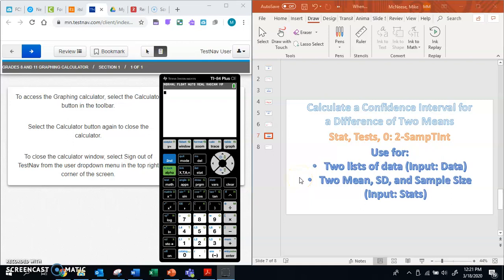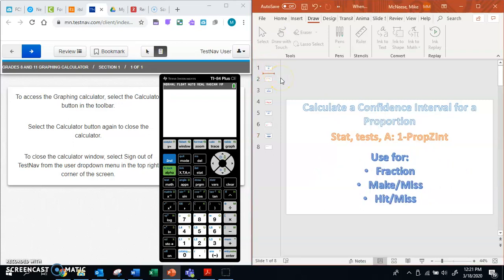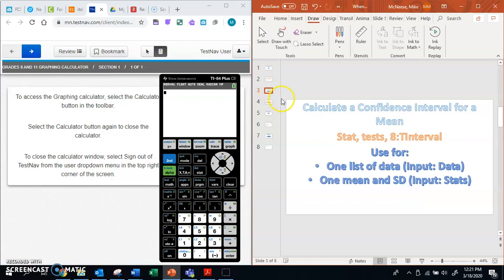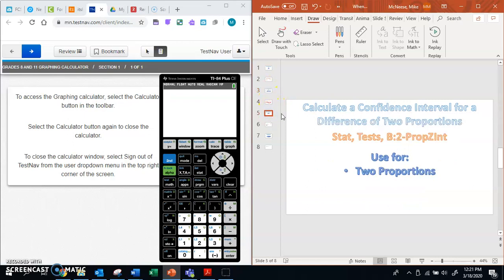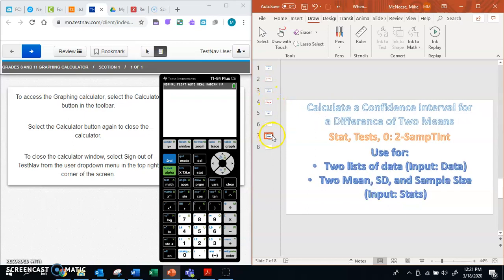Okay, so in this last video, I'm going to show you how to calculate a confidence interval for a difference in two means. Previously, we've talked about how to calculate a confidence interval for one proportion, for one mean, and two proportions, and this is the last one, if we are given two means.